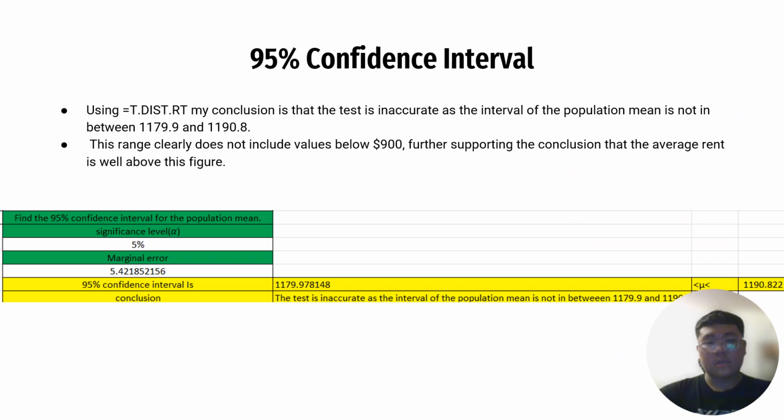So, using T.DIST.RT, my conclusion is that the test is inaccurate as the interval of the population mean is not in between 1179.9 and 1190.8. This range clearly does not include values below $900, further supporting the conclusion that the average rent is well above this figure.